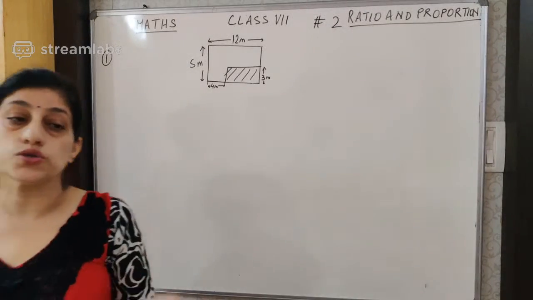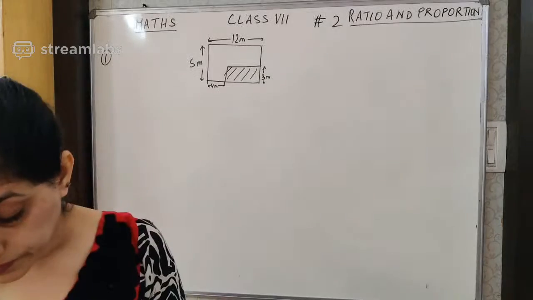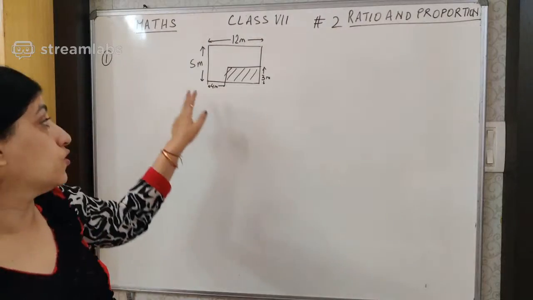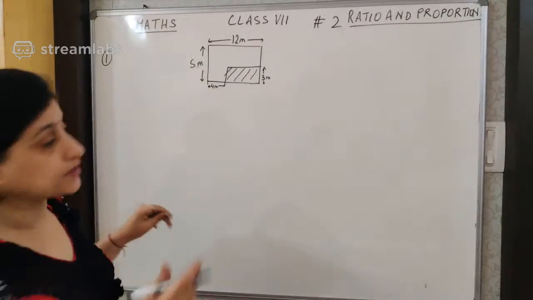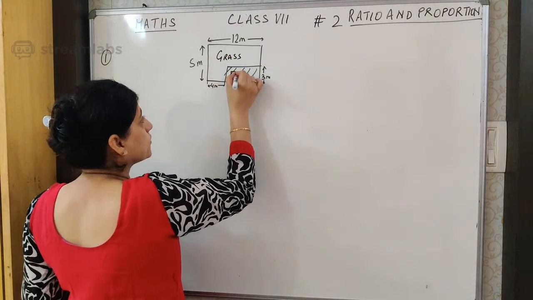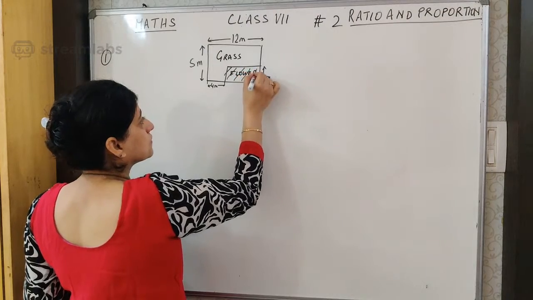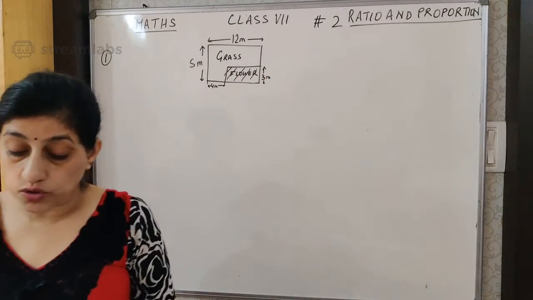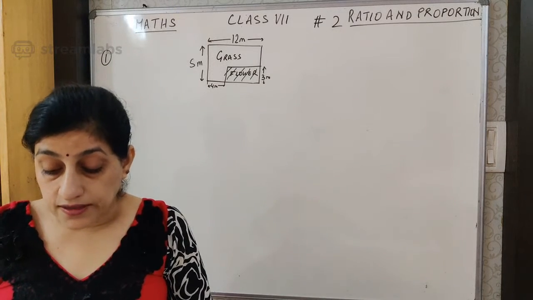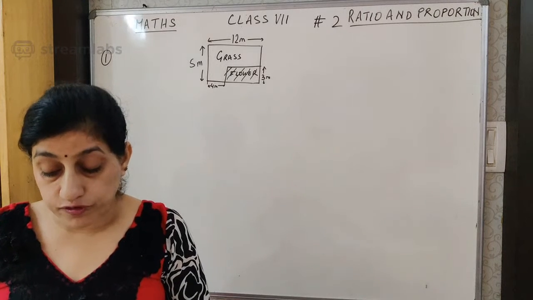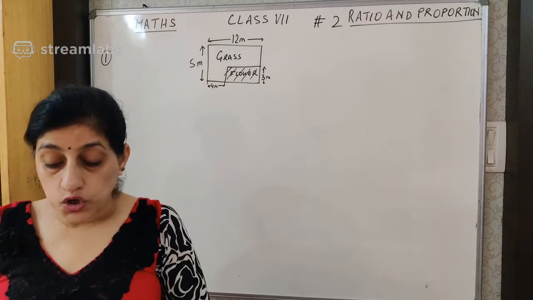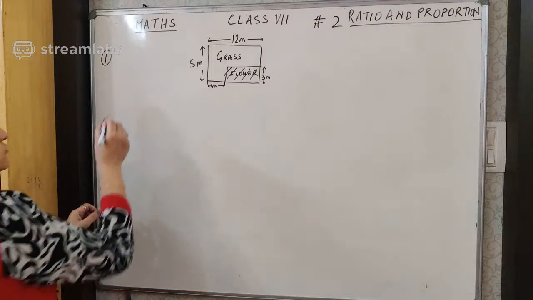Now let me read the question to you. The given figure shows a small garden. This whole thing is a small garden, in which this is the grass area and this is the flower area. The shaded area is reserved for planting flowers, and the rest of the area is for grass. We have to find the ratio of the area of the garden reserved for planting flowers to the area reserved for grass.